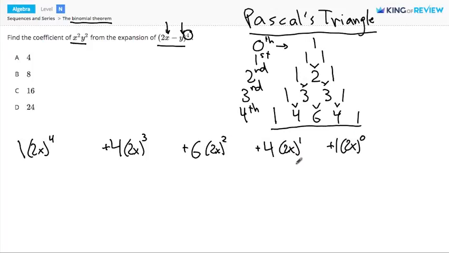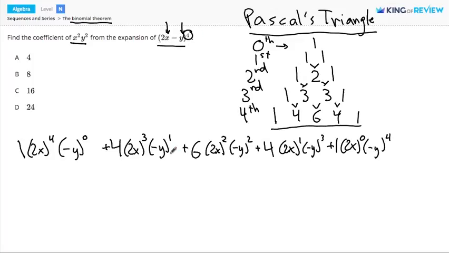For the second part of our binomial, negative y, we go in reverse. We start with negative y to the 0, then we go up to negative y to the first, then negative y to the second, negative y to the third, and negative y to the fourth for our final term. Now, this is the entire expansion for (2x - y) to the fourth power.